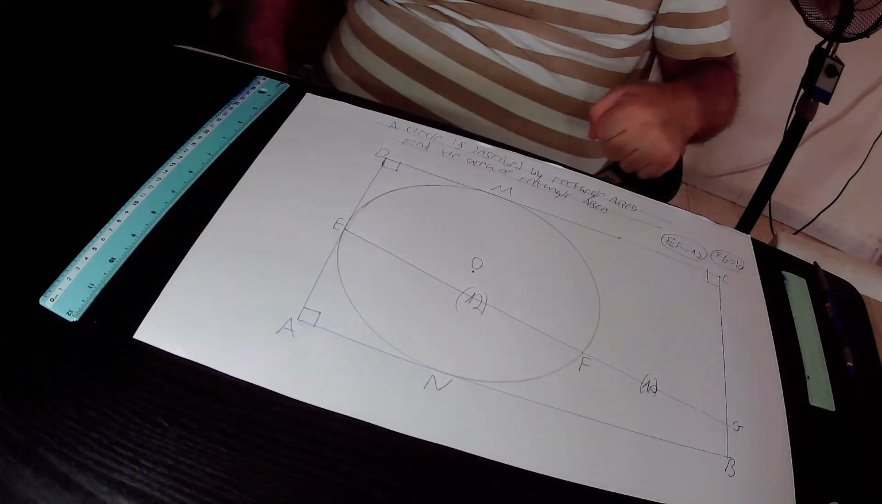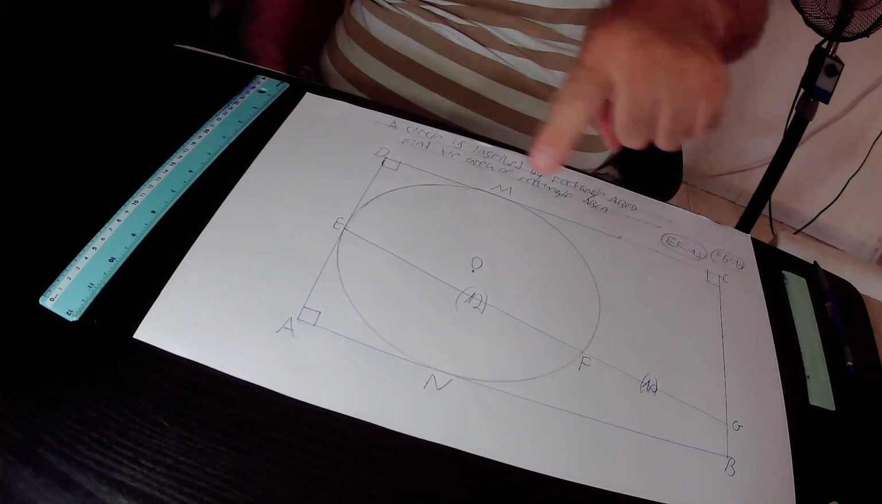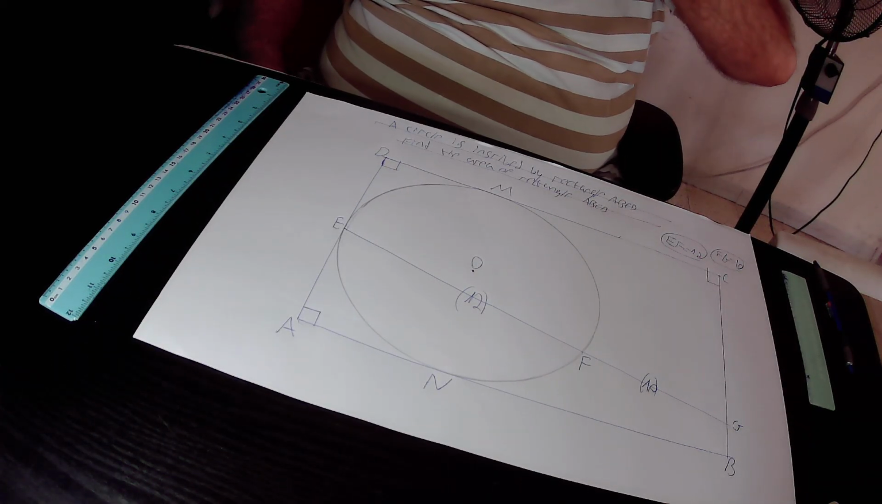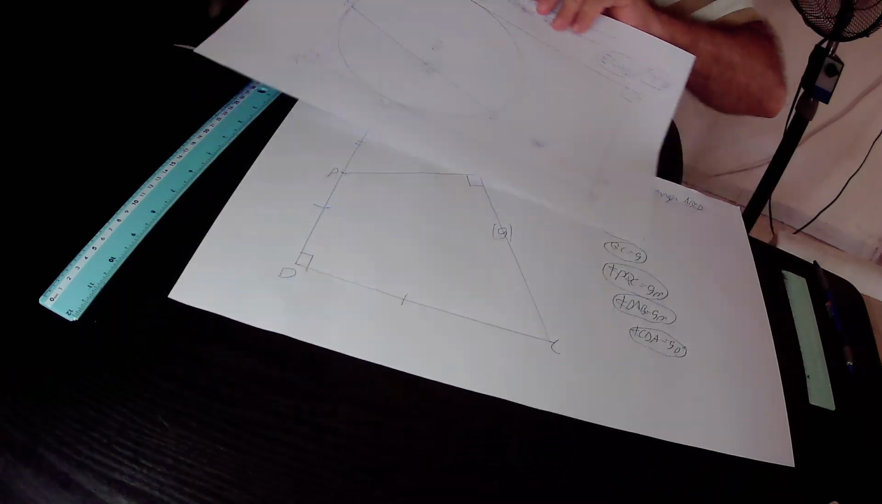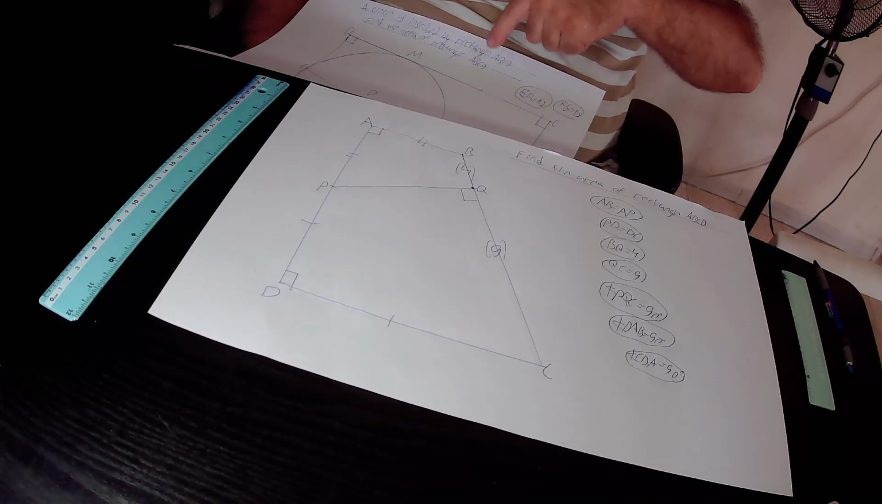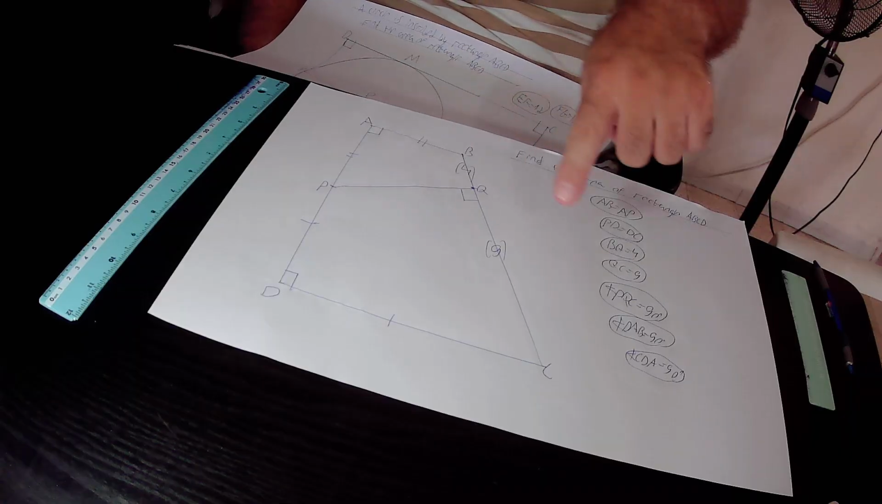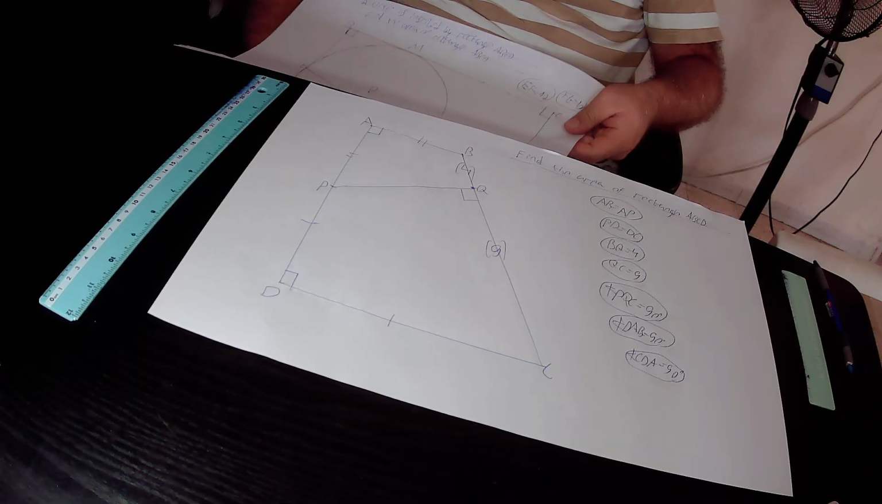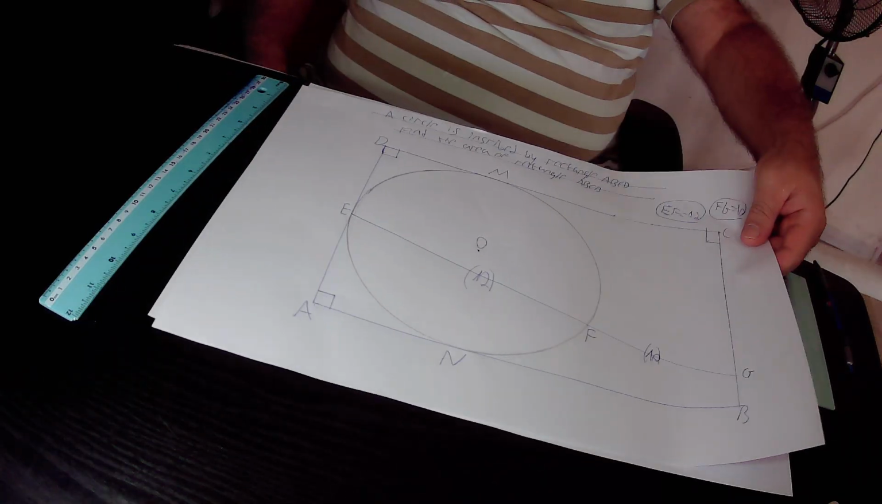Now in this lecture we'll answer two questions. In the first question we find out the area of this rectangle ABCD, and in the second question we find out the area of this trapezoid ABCD. So we start with the first question.